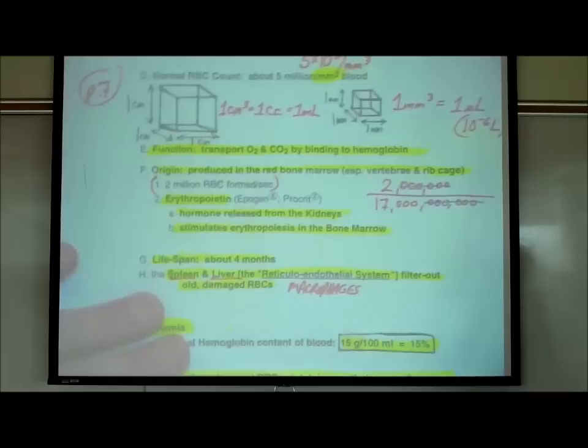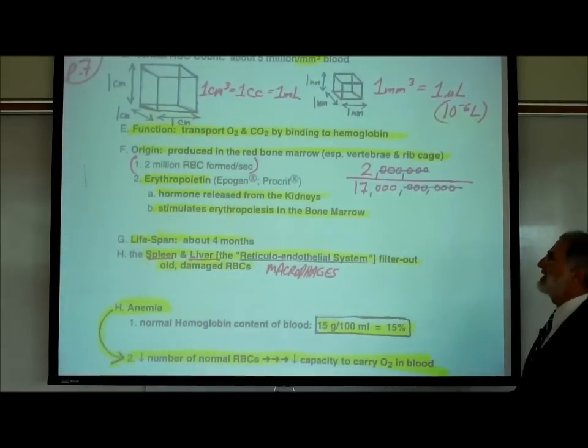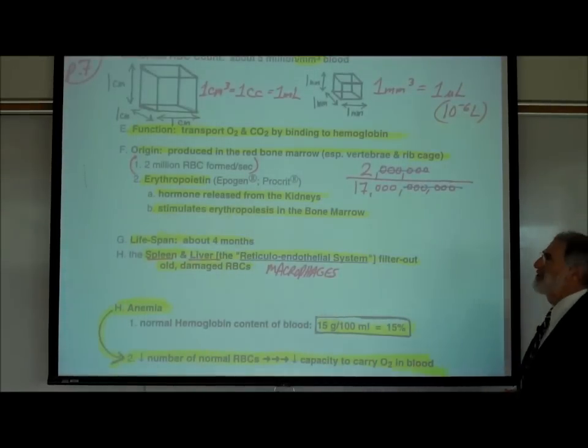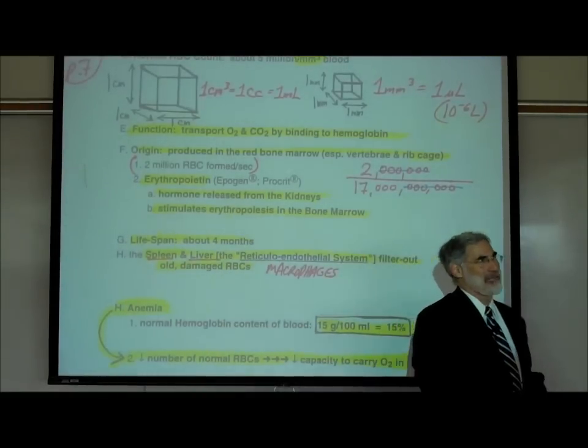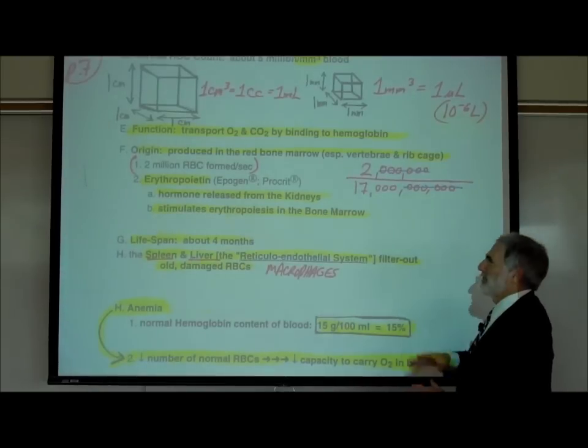Now, of course, the function of red blood cells is to transport oxygen and CO2 by binding to hemoglobin. We have to make 2 million new red blood cells every second to replace the 2 million that are dying each second. You don't have to know that number.